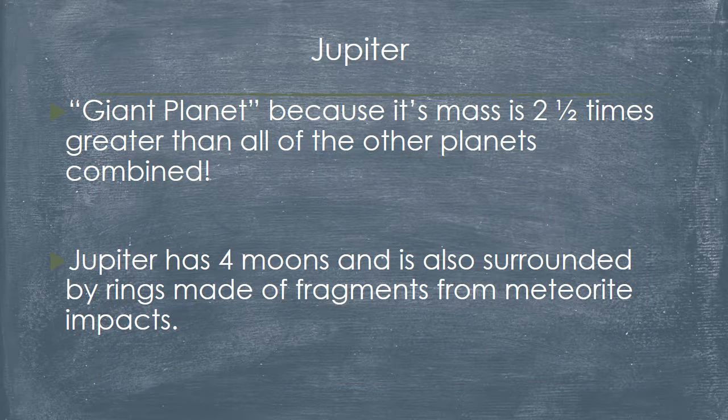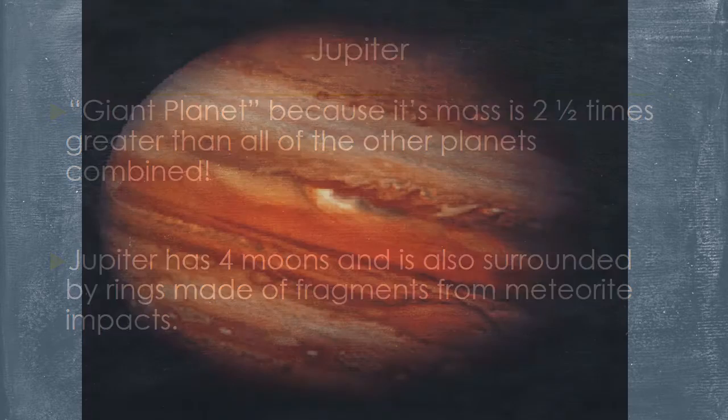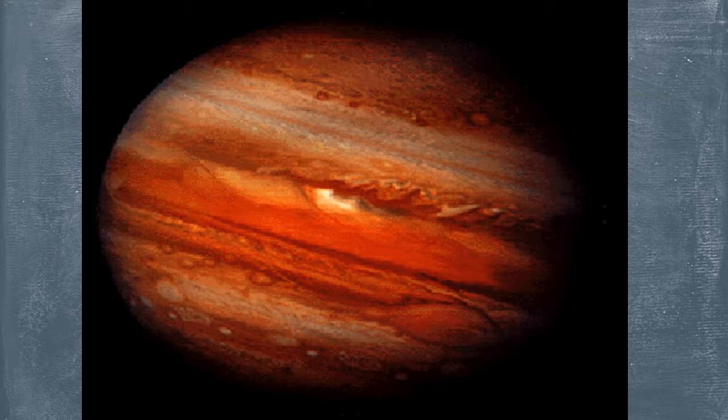This is a really cool fact because its mass is 2.5 times greater than all of the other planets combined. It's so amazingly big. You take all the other planets and its mass is 2.5 times bigger. Jupiter has 4 moons and it's surrounded by some rings that are made up of fragments from different meteorite impacts. Here's Jupiter. Very in the middle of Jupiter, you see that spot. That's the great spot.